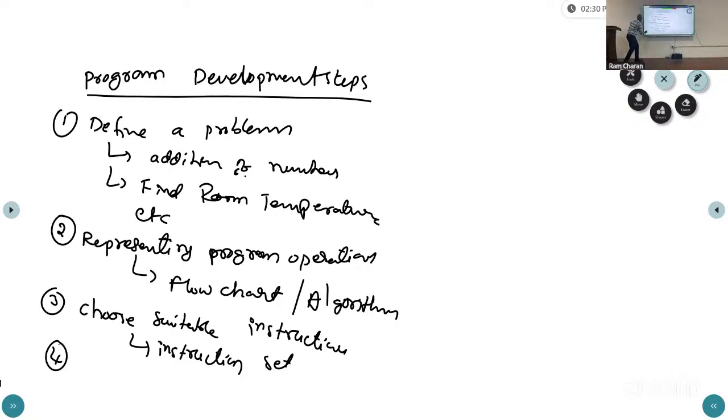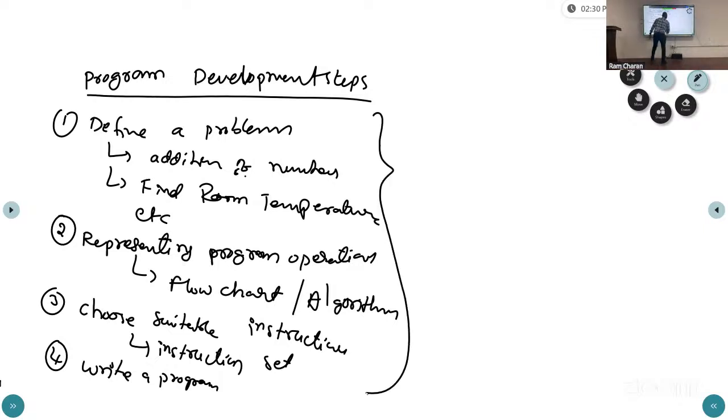Next, fourth point, write a program. After writing the program, save that program using a suitable dot extension. So these 4 steps are used to develop any program, to define any problem statement. In our case, we are writing simple programs on a basic processor, that is the 8086.